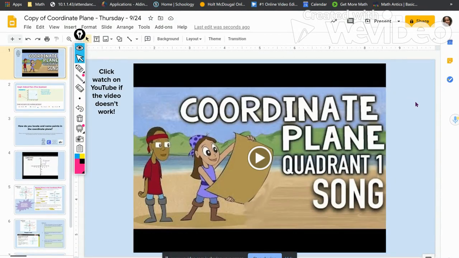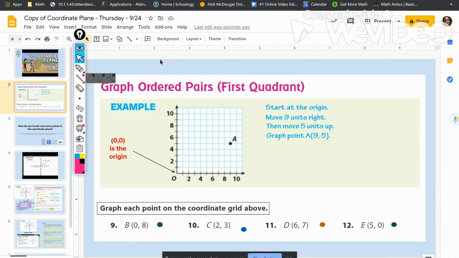The video was a quick reminder about the first quadrant because we're moving on from talking about percents and fractions and decimals for now, and we're going to talk about the coordinate plane. So like I said, in 5th grade you learned about the first quadrant. Now we're going to be talking about the second, third, and fourth quadrants. On this slide, what I wanted you to do was graph the ordered pairs.